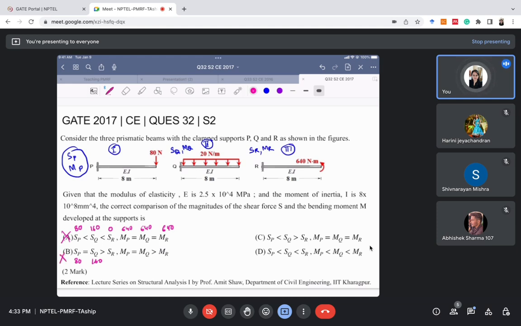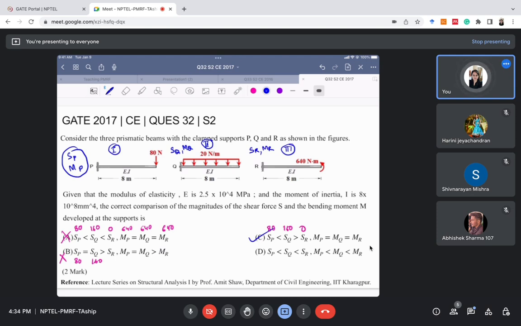Let's see option number 3. Option 3 says SP is less than SQ, which is right, and SQ is greater than SR, which is right. And regarding the bending moment, they are saying that MP equals MQ equals MR, which is also right. So the correct answer is option number C, right?